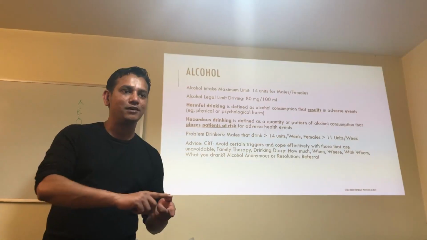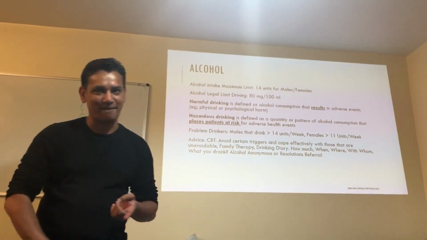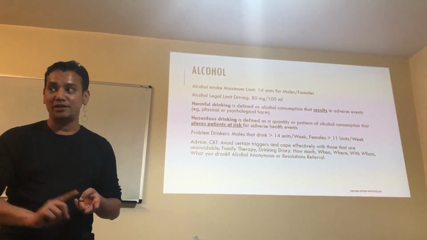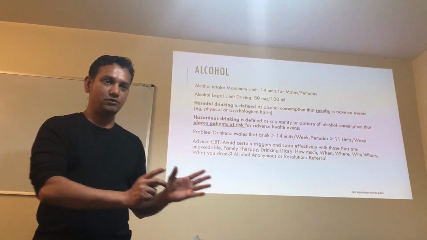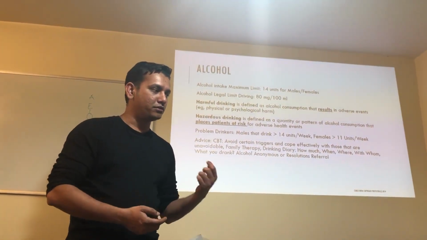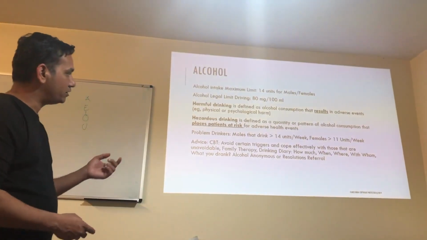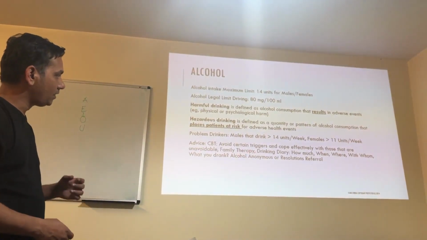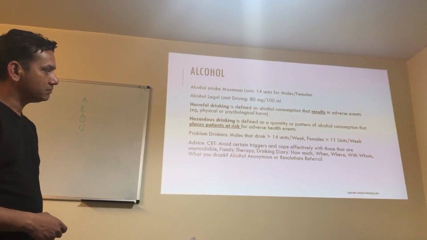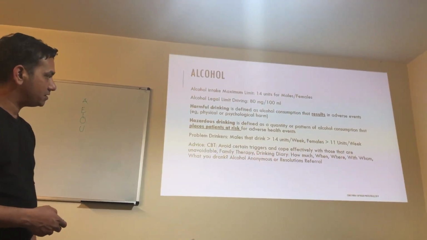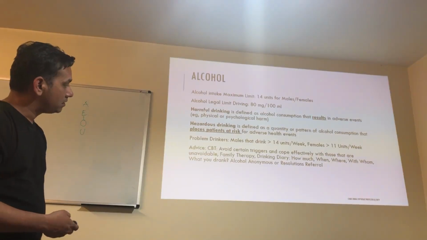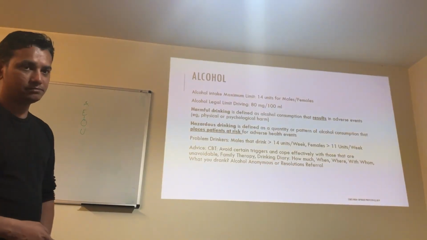So you have to tell them, avoid going with this friend, avoid going out to this place, avoid doing this. You identify the triggers and tell them to avoid those triggers. You can involve the family, which is called family therapy. A drinking diary is something which helps, and so does a Resolutions referral.